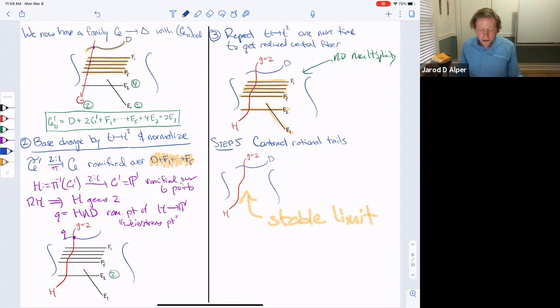This was my goal, to show you that the stable limit of this ramified cusp is the nodal union of a genus 2 curve with the normalization of the original central fiber, joined at a Weierstrass point of the genus 2 curve. But I think this discussion raises more questions than it answers. First, you can ask which genus 2 curve is it?